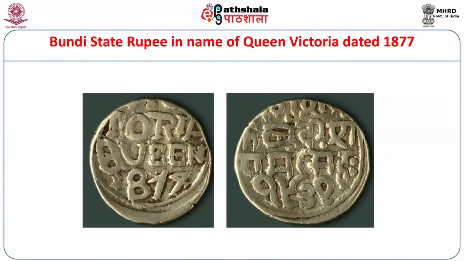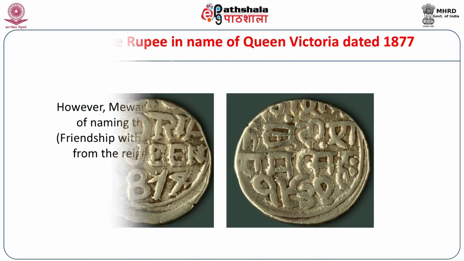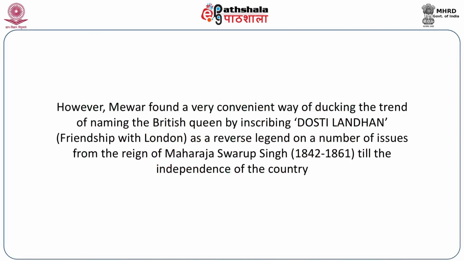This is the Bundi state, which puts Devanagari legends along with English legends in the name of Victoria, with the date 1877. However, there was one state which found a very convenient reason to avoid putting the name of the Queen on their coins.